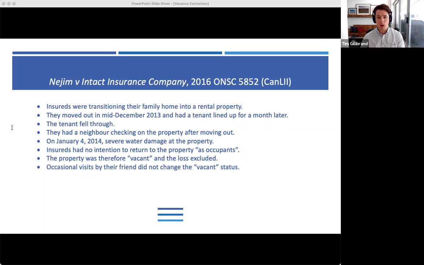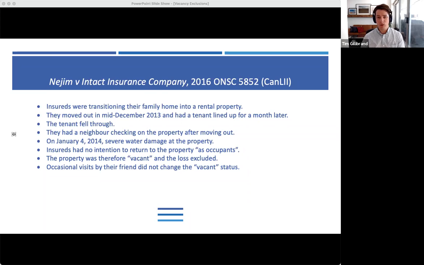The insurer denied the loss due to vacancy. And again, this policy included a definition of vacant, which required that the occupants had moved out with no intention of returning. And in this case, it was pretty clear that the insureds had moved out of the property and they never intended to return as occupants. And this was an important distinction. It didn't matter if the insureds would return to work at the property or to inspect it. They were never going to take up occupancy again. And similar to other cases, the inspections by their friends didn't change the fact that the property was vacant.